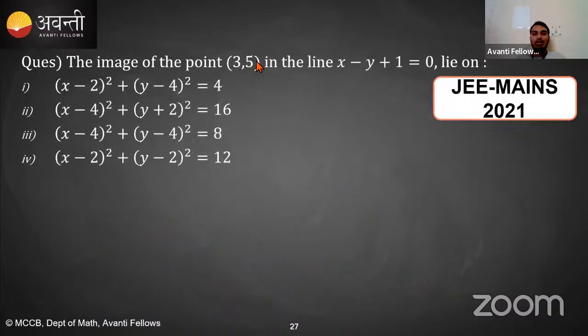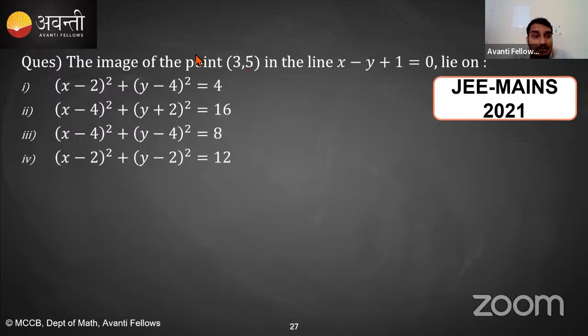So this question came in JEE Mains 21. The question is: the image of the point 3 comma 5 in the line x minus y plus 1 equal to 0 lies on which of the following curves? I have already told you how to find the image in a line. So I'm giving you 1 minute, everyone. Attempt this question quickly and let me know the answer. Which option is correct: first, second, third, or fourth? Tell me quickly in the chat box.